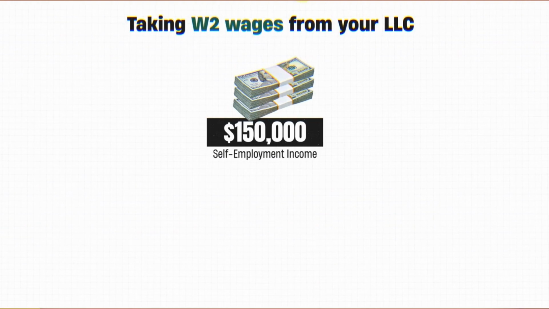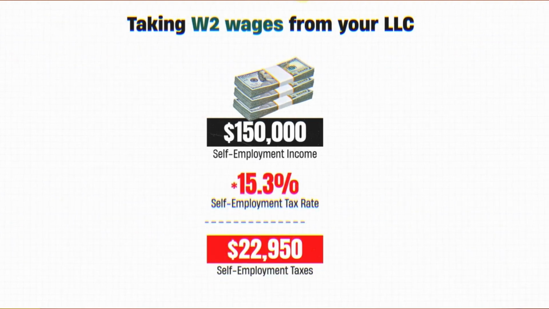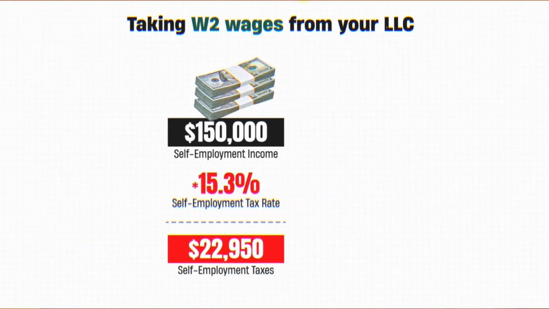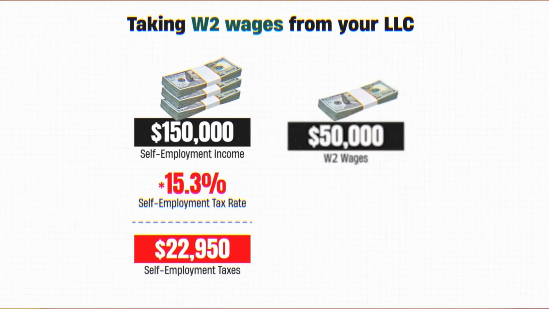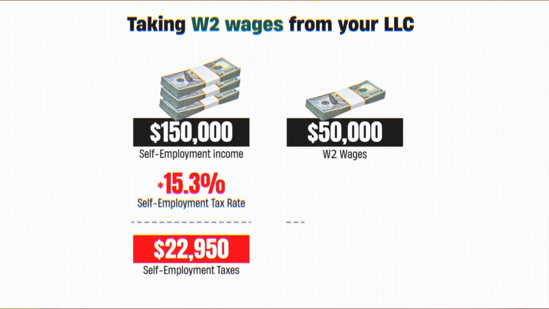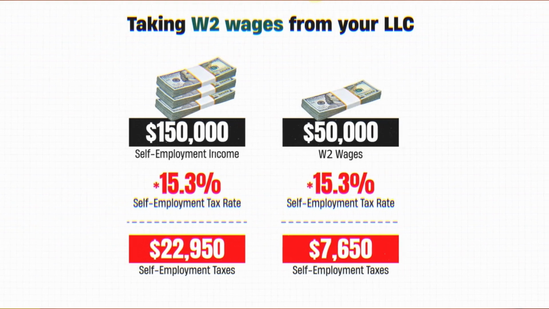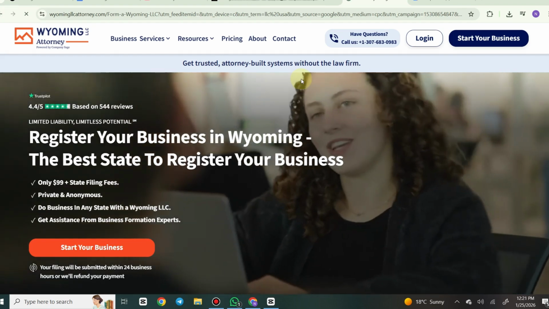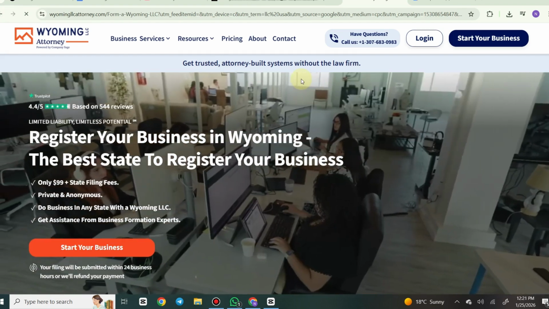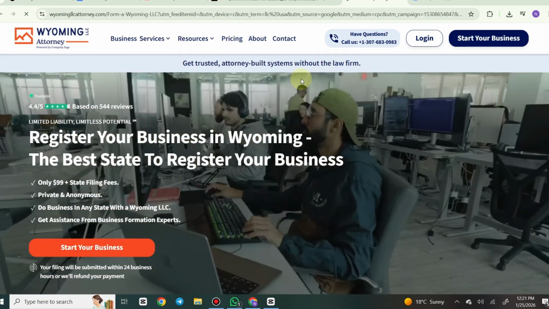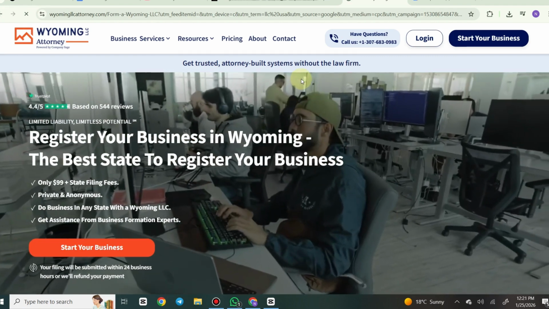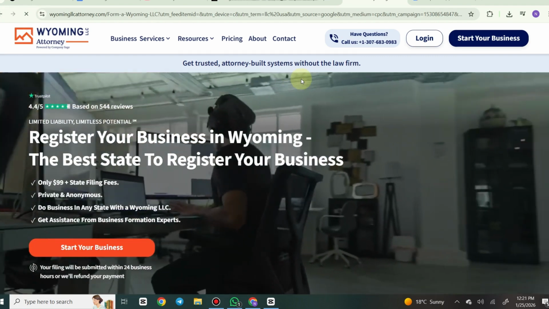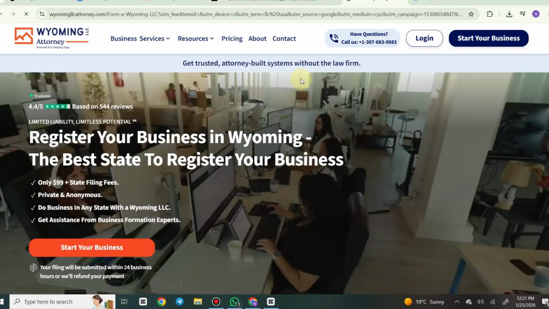For example, on $150,000 of self-employment income, the self-employment tax alone would be close to $23,000. But if only $50,000 were subject to that tax, the tax would be much lower, resulting in significant savings. This is possible only if your LLC is set up in a specific way. You would need to elect to have your LLC taxed as either an S corporation or a C corporation. For simplicity, we will focus on S corporations, which are more common.